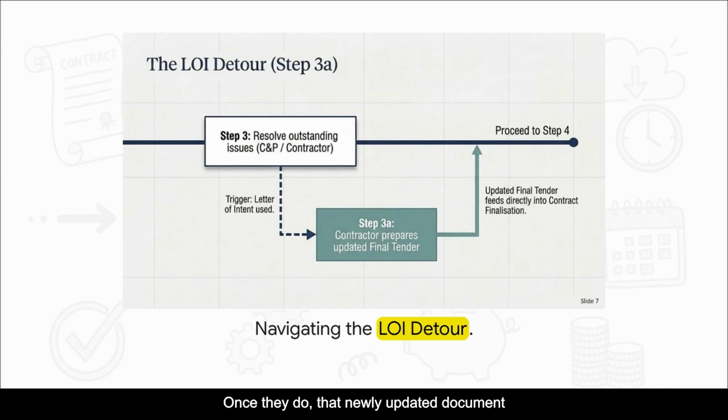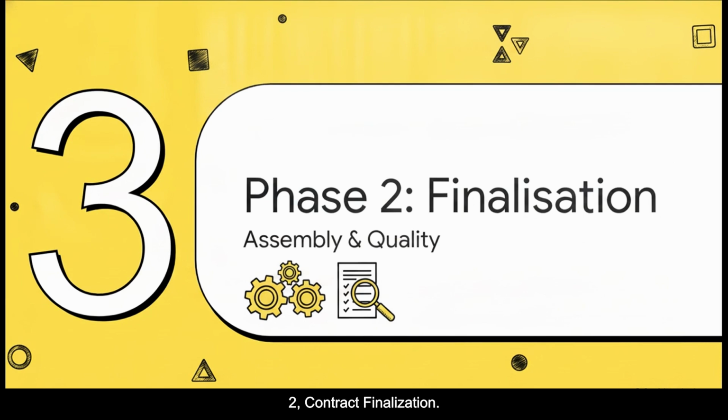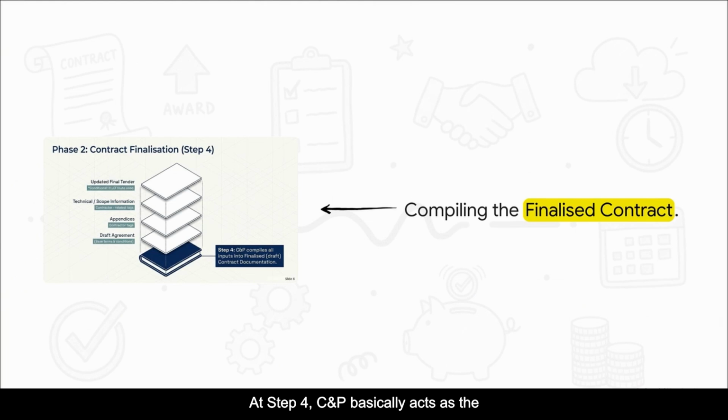Once they do, that newly updated document feeds right back into our main pipeline, and we can proceed safely as step 4. All right, Section 3, Phase 2, Contract Finalization. At step 4, CNP basically acts as the master compiler, stacking all these inputs into a single cohesive draft contract.